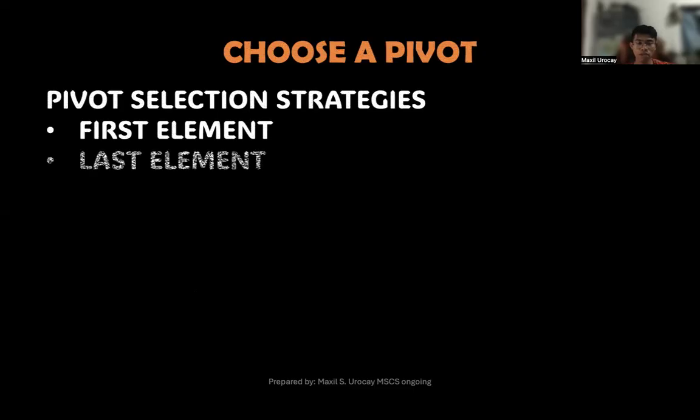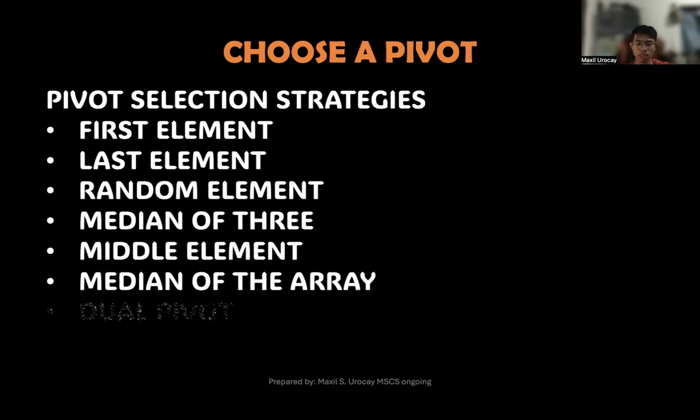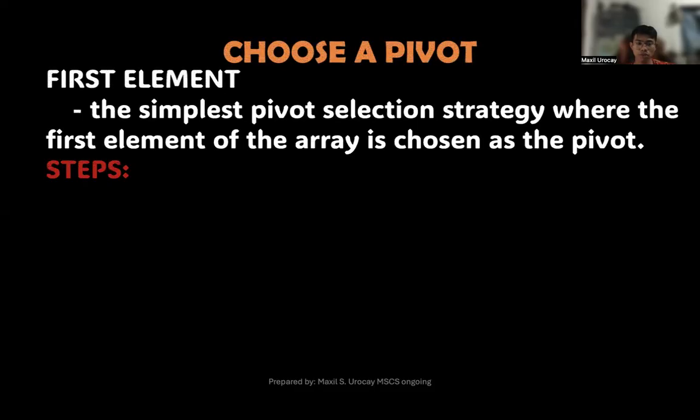So for the pivot selection strategies, we're following here the first element, last element, random element, median of three, middle element, median of the array, and the dual pivot. So for that one, we'll begin to deal with the first element.